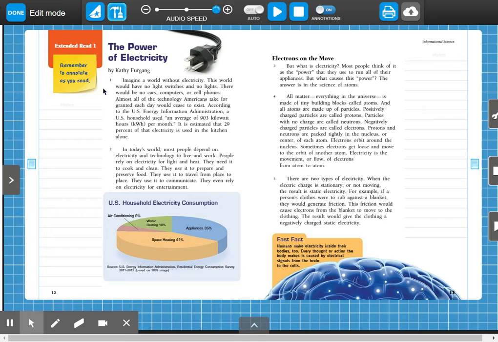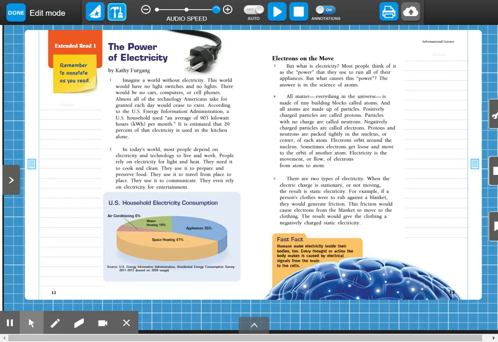According to the U.S. Energy Information Administration, a U.S. household used an average of 903 kilowatt hours per month. It is estimated that 29% of the electricity is used in the kitchen alone. That's really interesting to me. Let's go ahead and keep on reading.